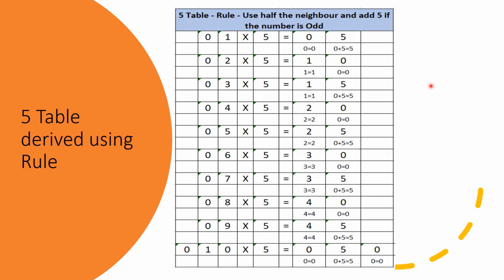And let's see how the table is derived using this rule. So whenever it is an odd number, you will add 5, and if it is not odd, it is simply 0, because it doesn't have any neighbor to it. So whenever an odd appears, you will have to keep the number 5, and here you will be applying only use half the neighbor when the neighbor is 1. So accordingly the half of the neighbor has to be mentioned here. If it is 1 it is 0, if it is 2 or 3 it is 1, if it is 4 or 5 it is 2, if it is 6 or 7 it is 3, and 8 or 9 equal to 4. So this is how you can derive a table using this rule.